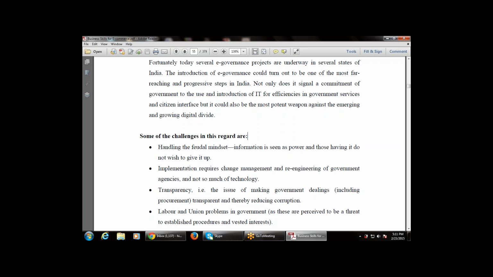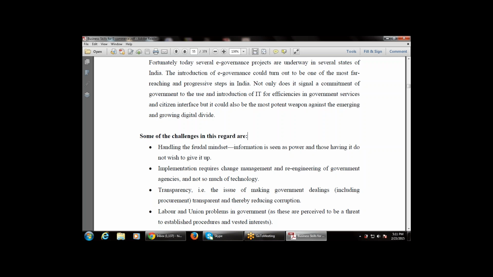Then the next one is transparency. There is also a challenge in this regard, that is transparency. That is the issue of making government dealings transparent and thereby reducing corruption. The transparency is also there in e-commerce. So this is also a challenge, the issue of making the government dealings, which includes everything, transparent to the user, so that there is no corruption. Everything is clear to every user.